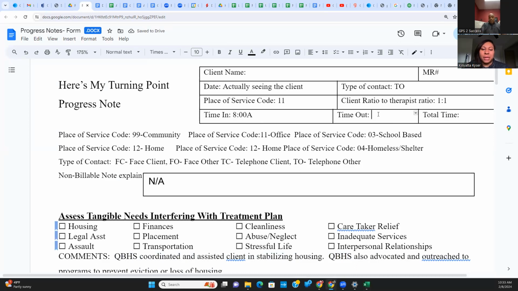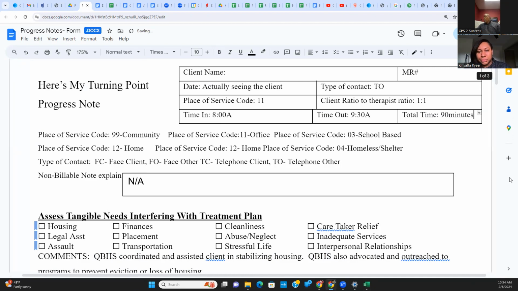And I was done by 9:30. So the total time was an hour and a half, which is 60 and 30 is 90. 90 minutes. Yeah. So do you do two notes for this person? Do you do a separate one for the time that you talk to him?